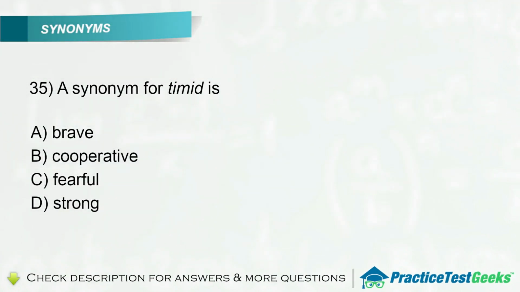Question 35. A synonym for timid is A. Brave. B. Cooperative. C. Fearful. D. Strong.